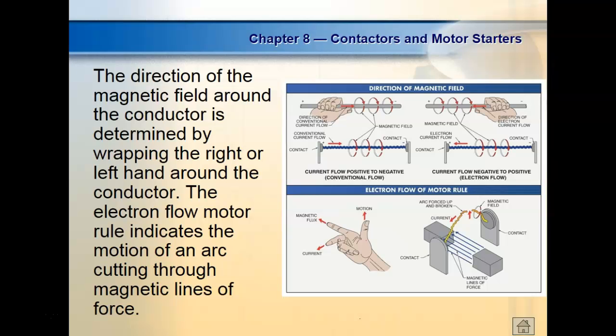So here they call it the what? They call it the left-hand rule, right? They call it the left-hand rule because this is the electron rule. Well, if it was conventional current flow, it would be what? The right-hand rule. That's the only difference. The only thing that changes is the rules for electromagnets. Everything else is exactly the same.